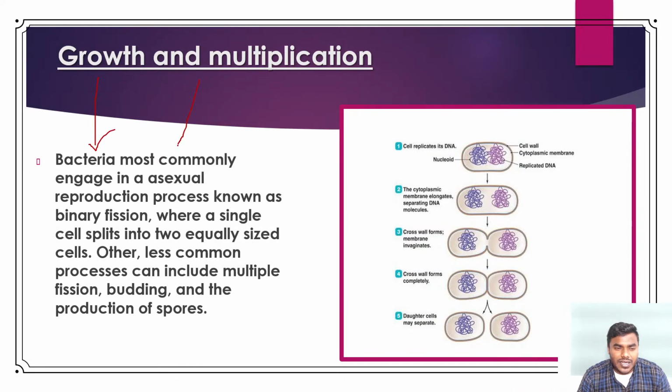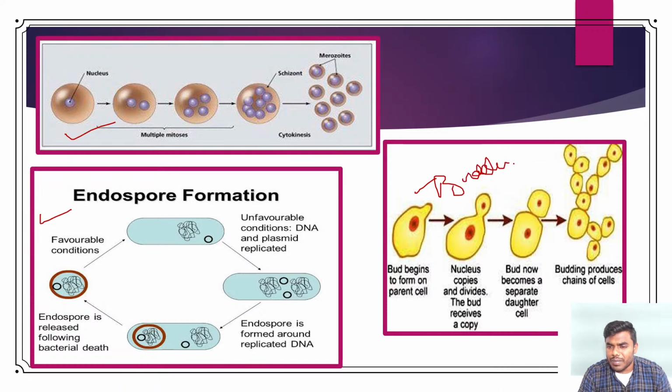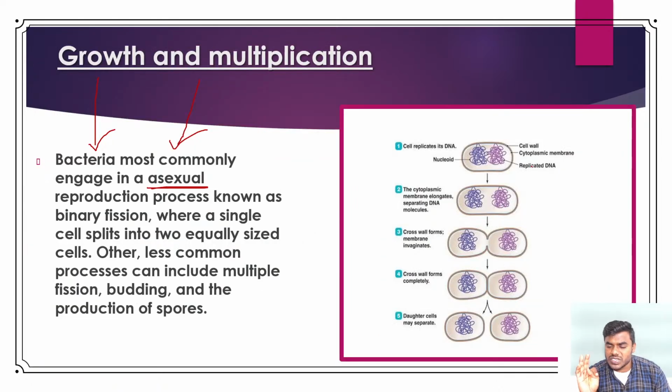There are different kinds of reproductive methods followed by bacteria, but we commonly know that bacteria majorly follow asexual reproduction processes. They can follow binary fission, multiple fission, endospore formation, as well as the budding method. But friends, among binary fission, multiple fission, endospore formation, and budding, what do bacteria majorly prefer, friends?